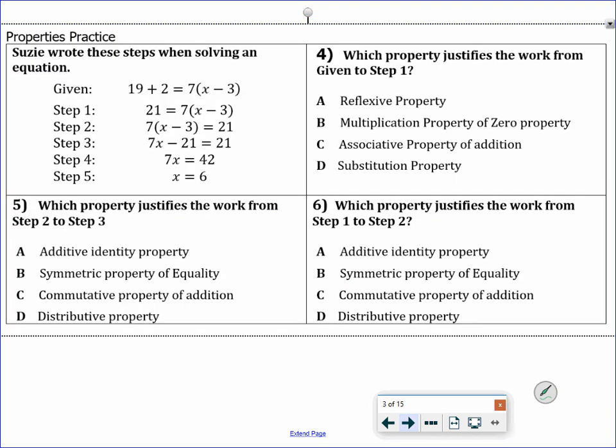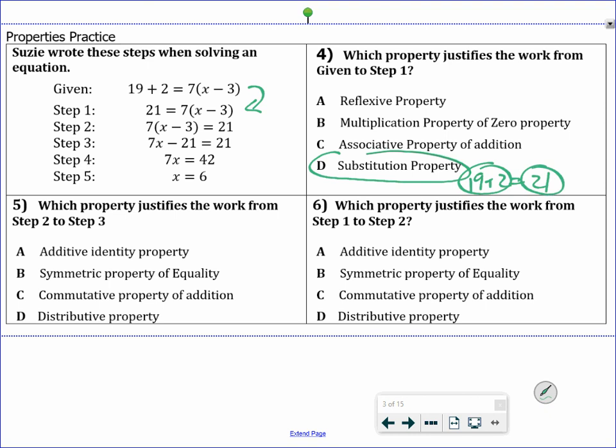All right, so into properties practice. Number 4. Which property justifies the work from given to step 1? So from here to here, what did they do? And that's the substitution property. 19 plus 2 is 21. If we know that 19 plus 2 equals 21, then anywhere we see that, we can write that.